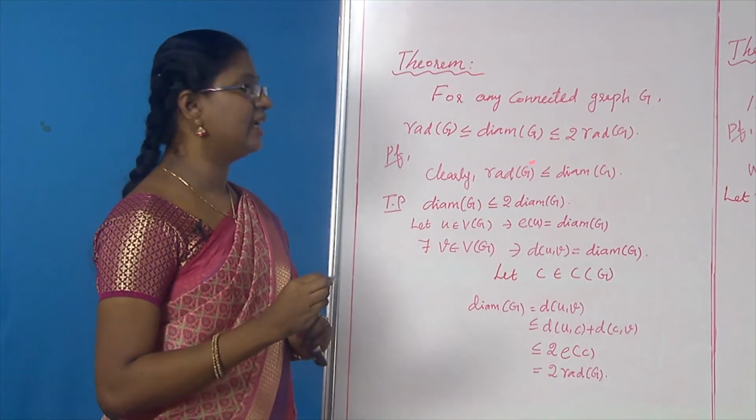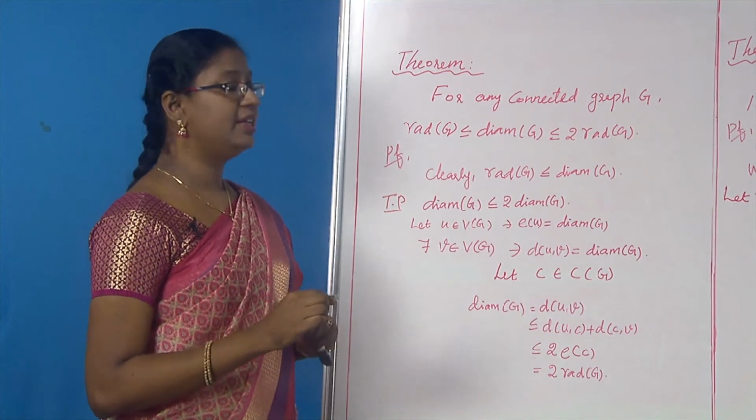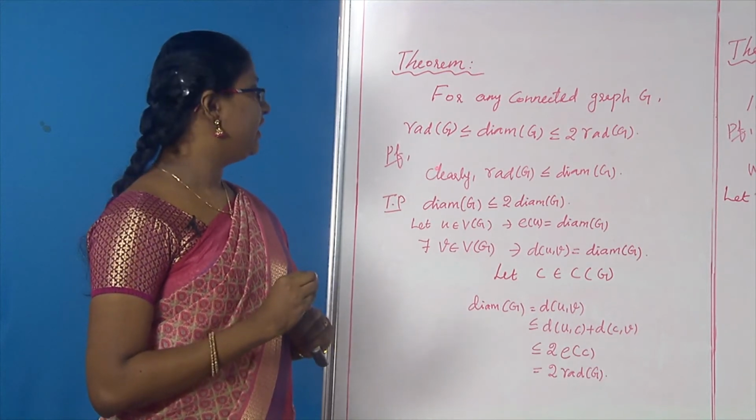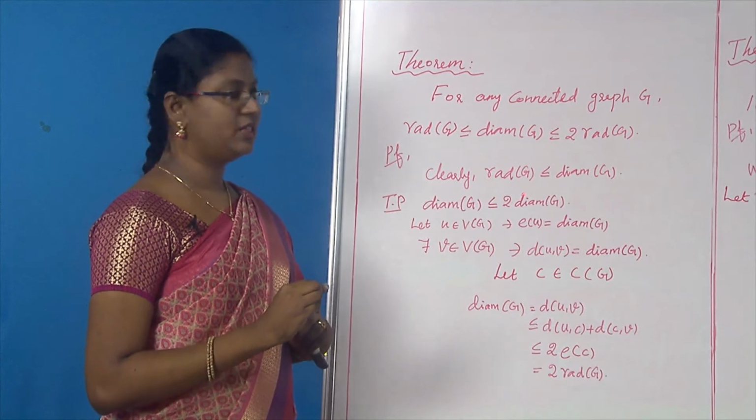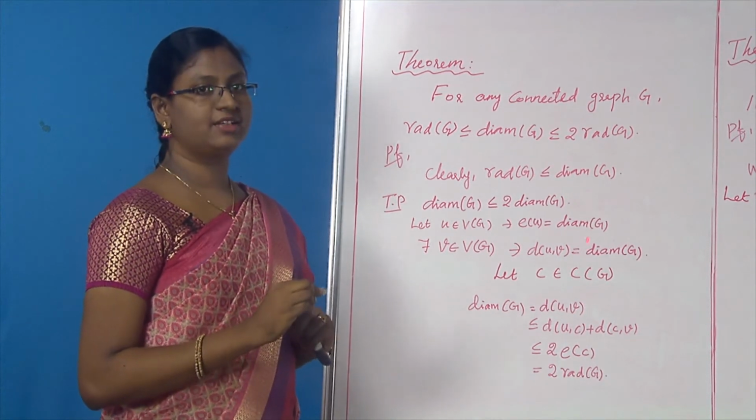Hence, we prove the second part also. Which means for any connected graph G, radius of G is less than or equal to diameter of G, which is less than or equal to 2 times radius of G.